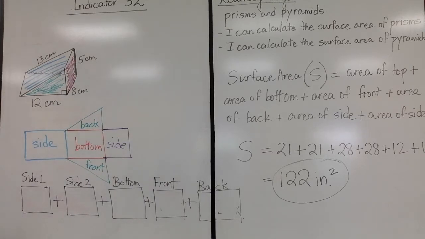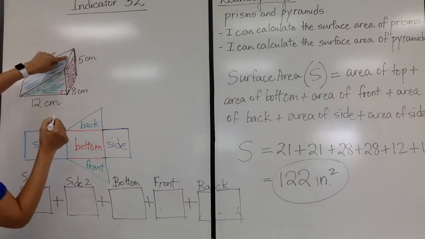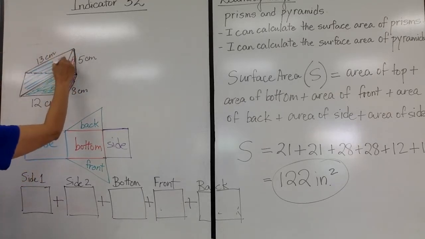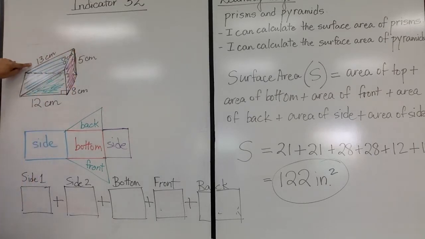Okay, so let's look at the first side, which is going to be my blue one. If I look at this blue rectangle, the area has to be this length times this width. Now to calculate this width, I have to look at this rectangle. So if this is 8, this is also 8 centimeters. Okay, so the area of this rectangle is going to be 13 centimeters times 8 centimeters.